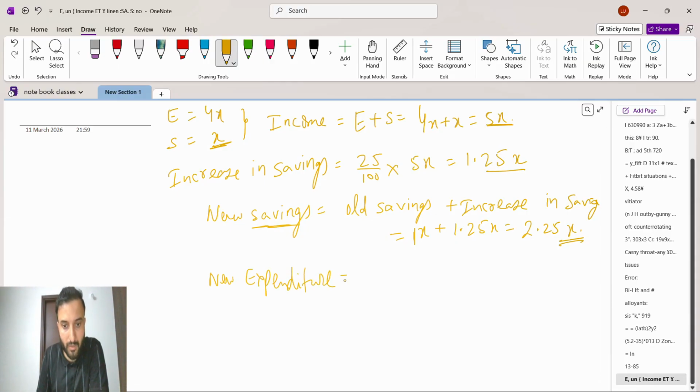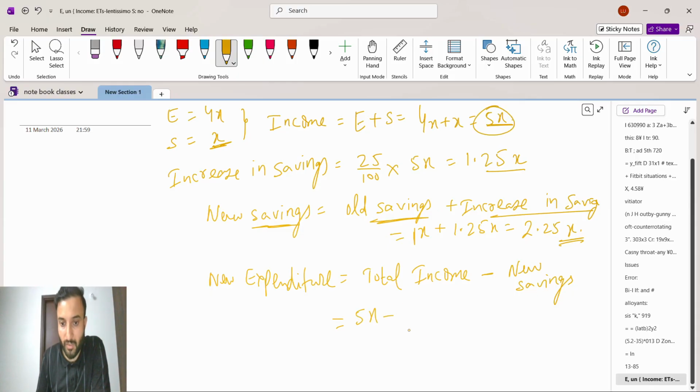New saving means old saving plus increase in saving, that's it. But new expenditure means total income minus new saving. So total income is 5x. 5x minus new saving, which is 2.25x. When you subtract this, you will get 2.75x.